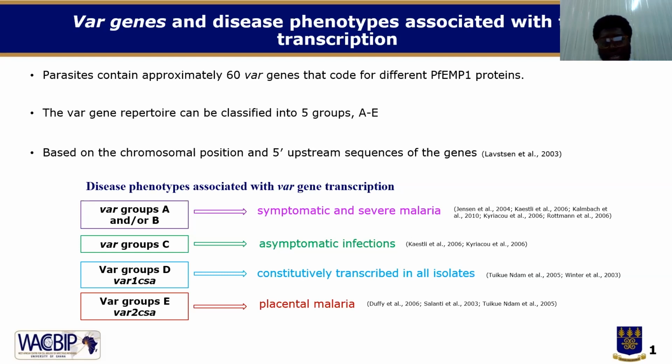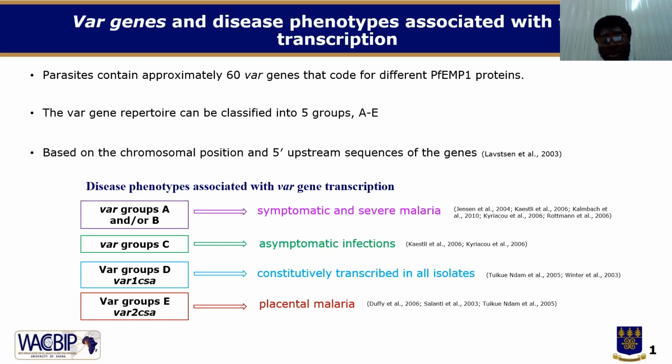Now, these different groups of VAR genes have been associated with different phenotypes of falciparum disease manifestations. The transcription of genes that encode PfEMP1 molecules belonging to group A and B usually leads to symptomatic and severe disease, usually in children. And then transcription of VAR group C genes is usually associated with asymptomatic infections. Now the VAR group D, which is also VAR1 CSA, has been found to be constitutively transcribed in null isolates.